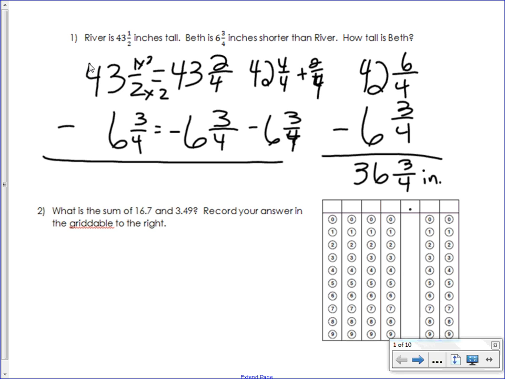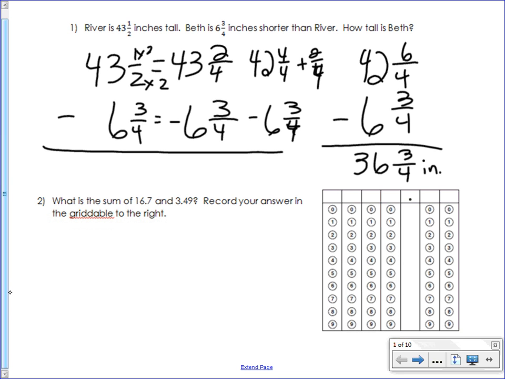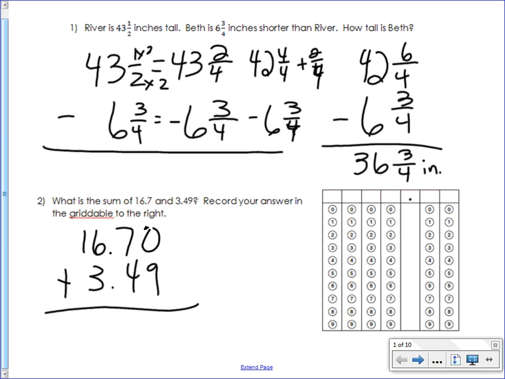Number 2, what is the sum of 16 7/10 and 3 49/100? Sum is addition. Remember, when you add decimals, you have to line them up. Only when you add or subtract. I always put a 0 to make sure that they all have the same amount of place values.